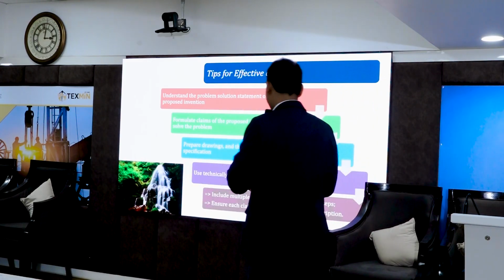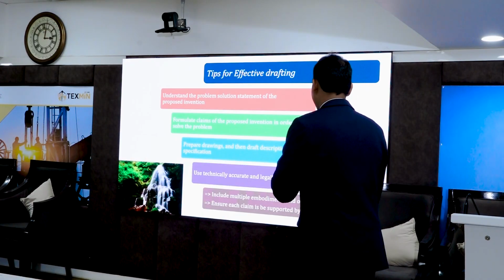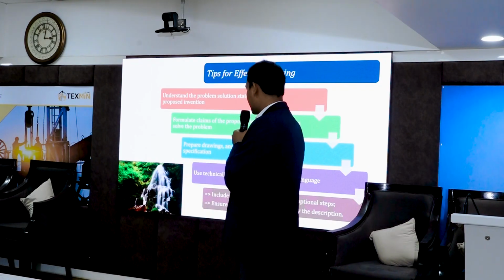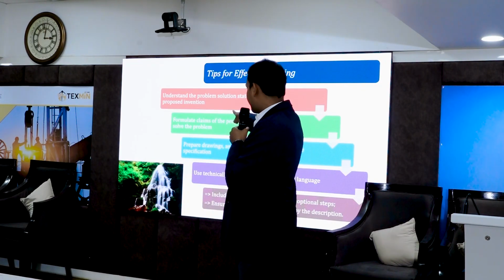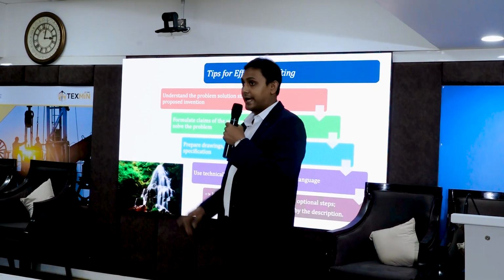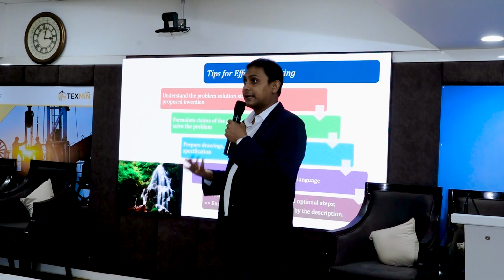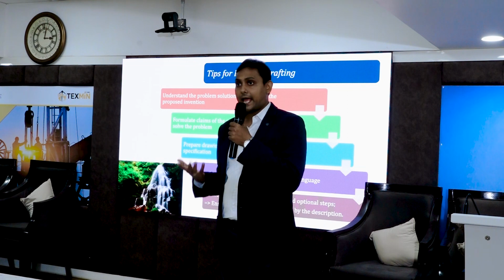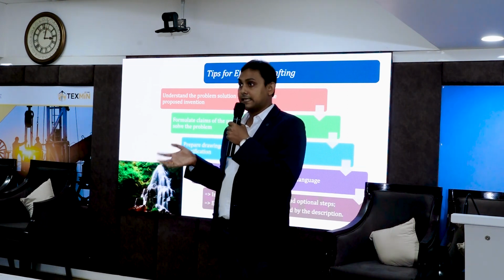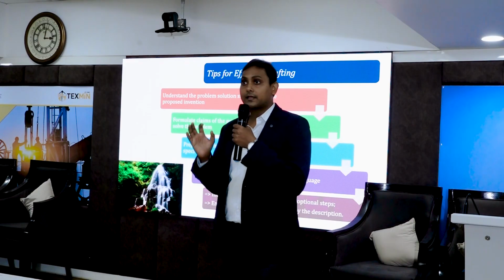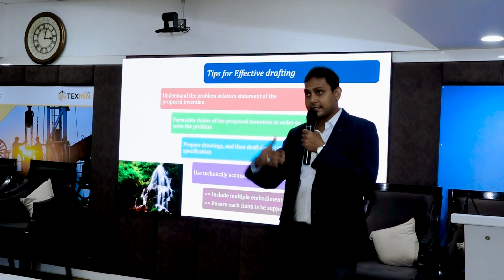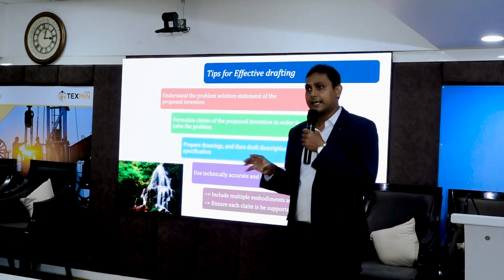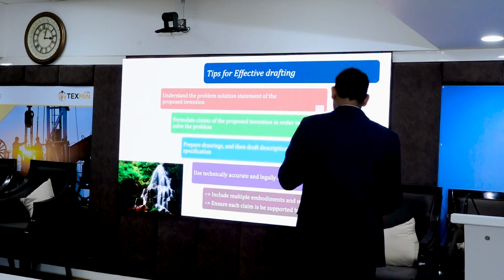Okay, and then ensure each claim is supported by the description. This is a very important requirement. For that reason, the second point you can see is to formulate the claims of the proposed invention. That's why you have to formulate the claims first. Suppose you are writing the description and then formulating the claims, it may happen that you have missed providing support for each and every claimed subject matter. For that reason, first draft the claims, then write the specification to support each and every component or element that you have written in the claimed subject matter.